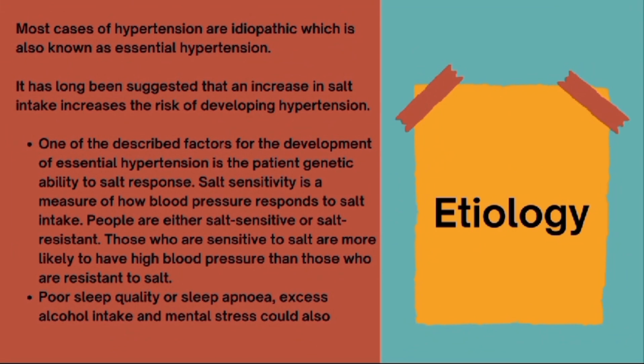Etiology. Most cases of hypertension are idiopathic, which is also known as essential hypertension. It has long been suggested that an increase in salt intake increases the risk of developing hypertension. One of the described factors for the development of essential hypertension is the patient's genetic ability to respond to salt. Salt sensitivity is a measure of how blood pressure responds to salt intake. People are either salt sensitive or salt resistant.